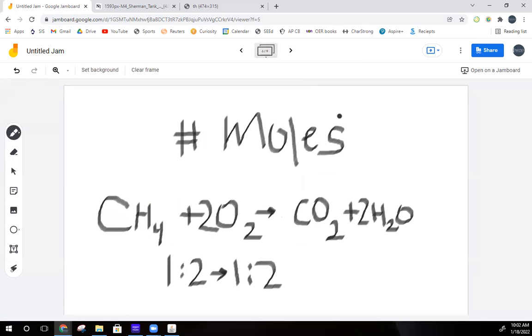Now let's look at this. This is our equation for the combustion of methane, right? CH4 plus 2O2 equals CO2 plus 2H2O. This is already balanced for you. And this is the mole ratio. 1 mole of this plus 2 moles of that makes 1 mole of this plus 2 moles of that. 1 to 2 makes 1 to 2. It's the same thing as blueberries and strawberries.